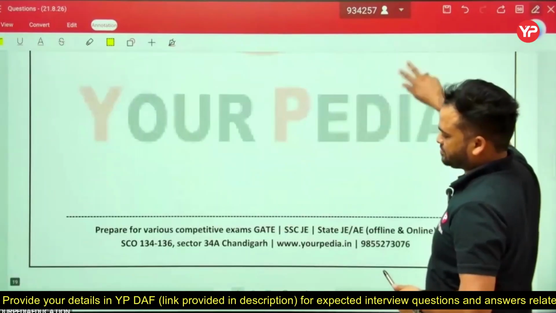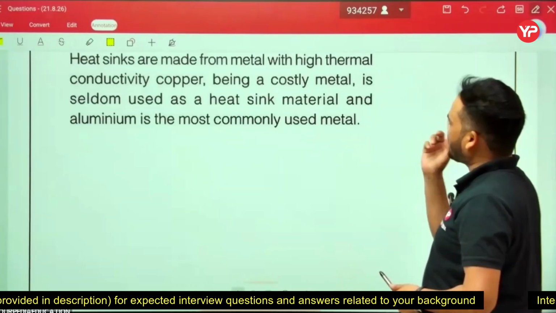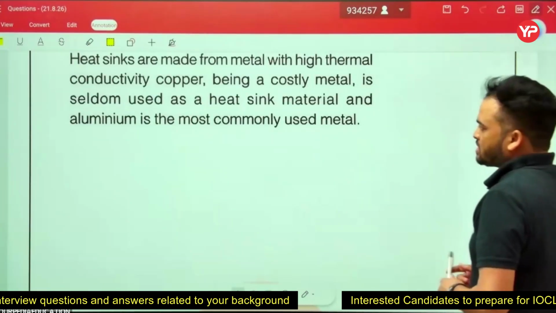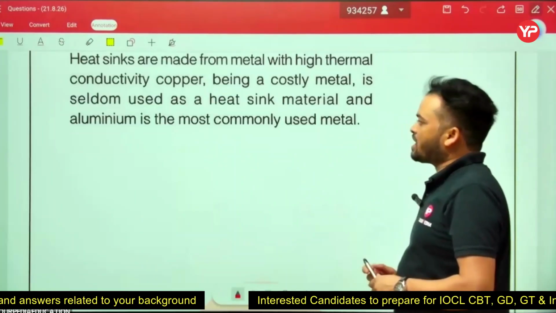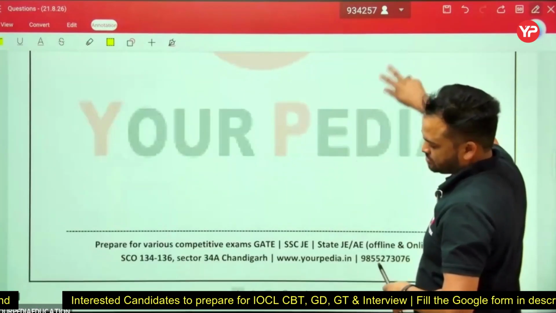Next. Heat sinks are made from metal with high thermal conductivity. Copper, being a costly metal, is seldom used as a heat sink material, and aluminum is the most commonly used metal.